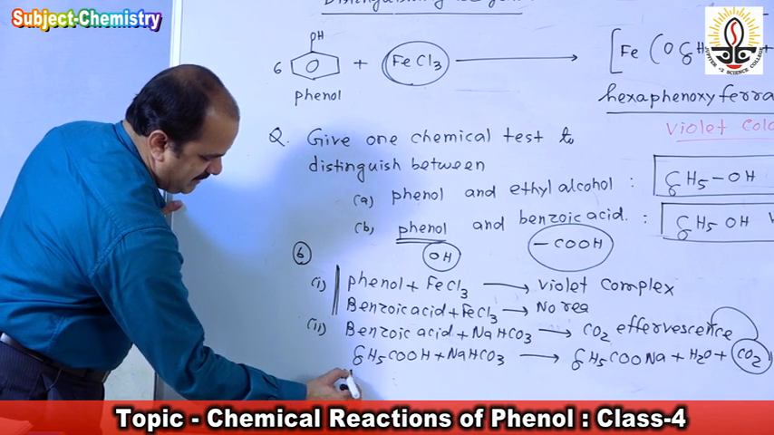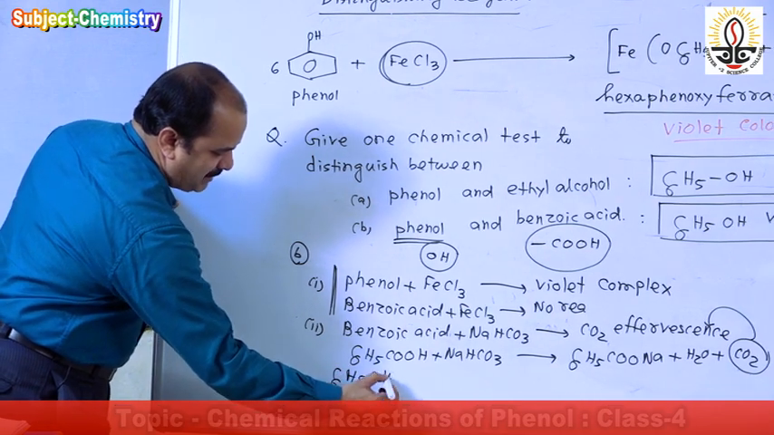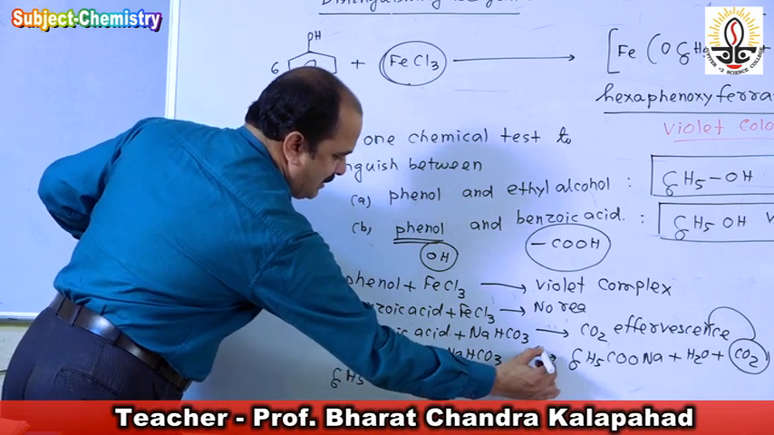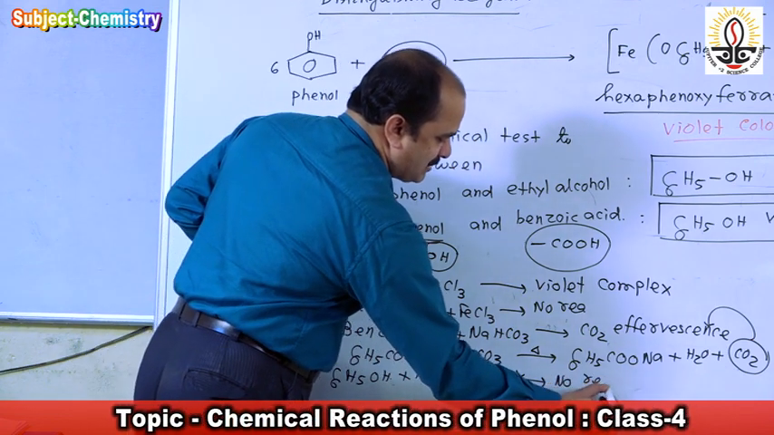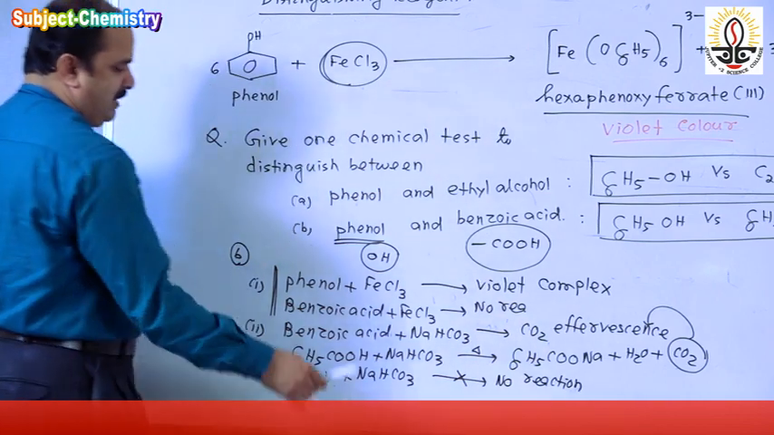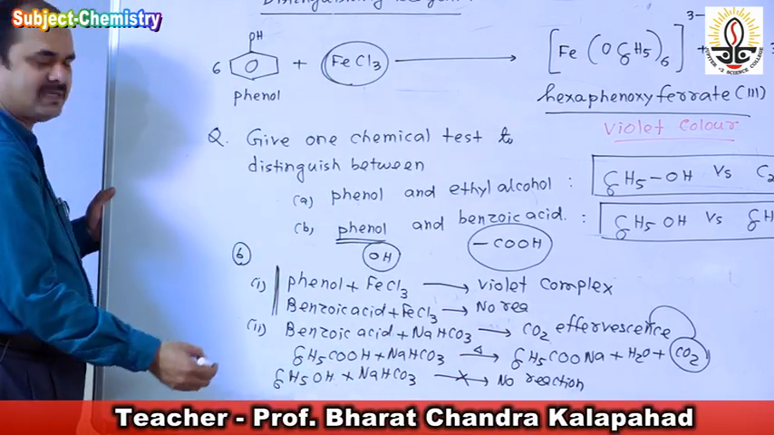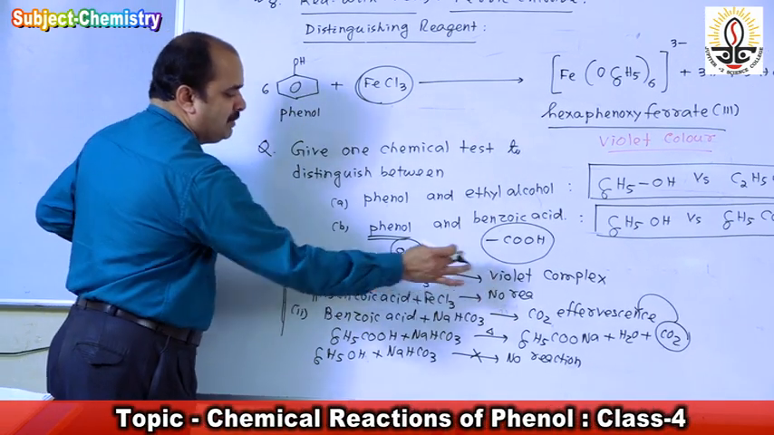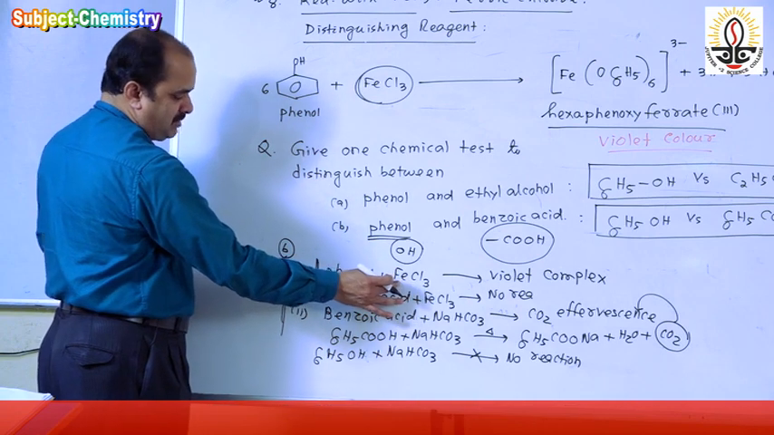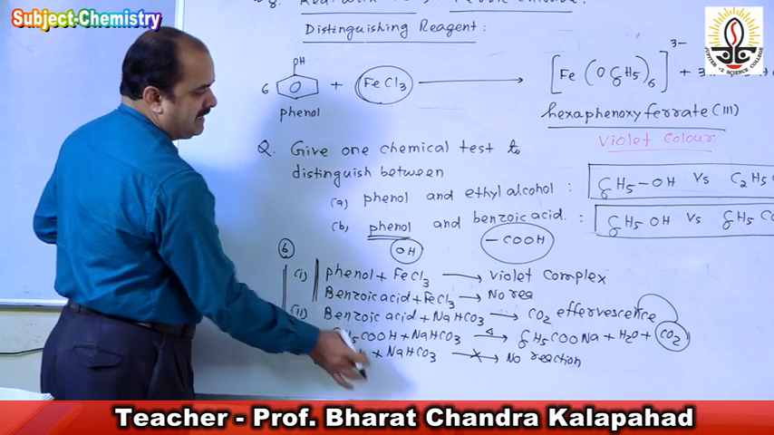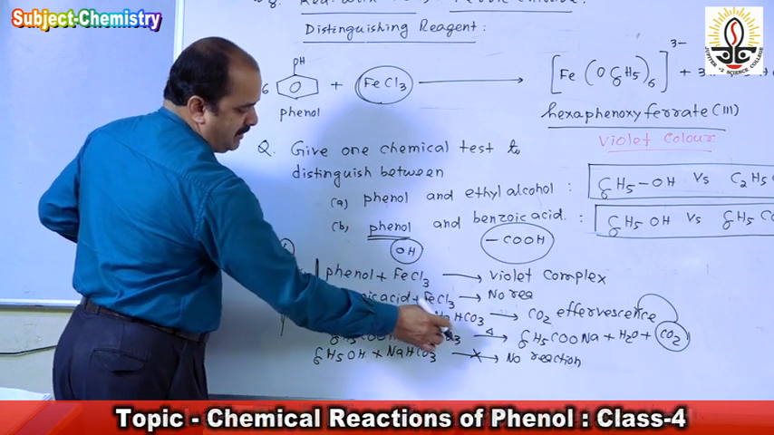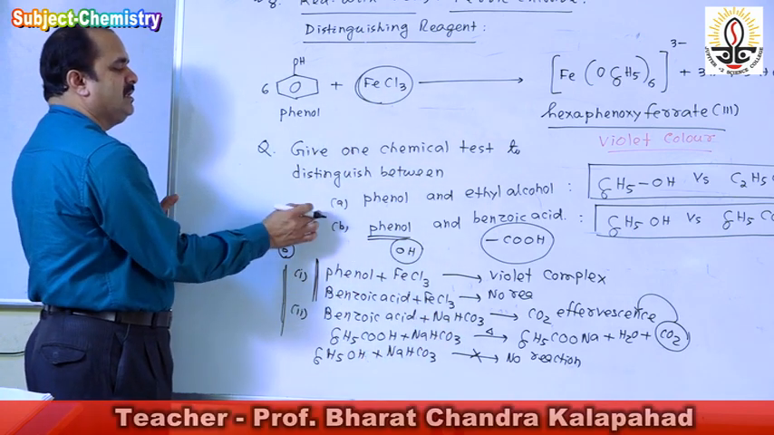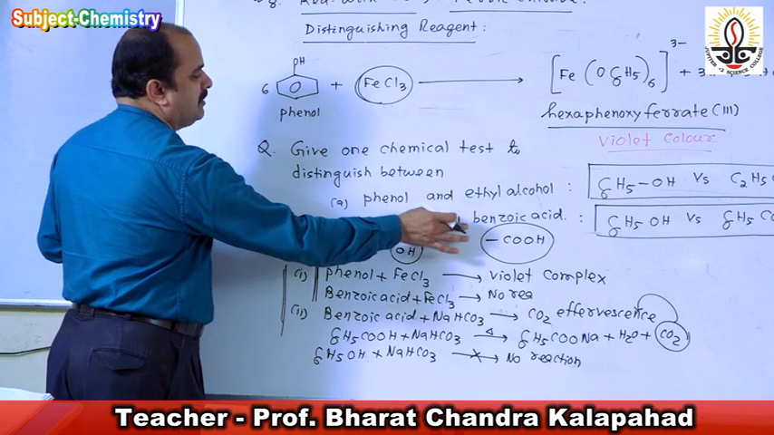But phenol, C6H5OH, when treated with sodium bicarbonate gives no reaction. So the ferric chloride test or the sodium bicarbonate test can distinguish between phenol and benzoic acid. Phenol gives a violet complex with neutral ferric chloride solution, and in the second test benzoic acid gives an effervescence of CO2 with sodium bicarbonate. So these are the chemical tests to distinguish between phenol, ethyl alcohol and benzoic acid.